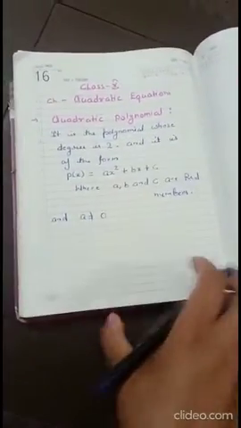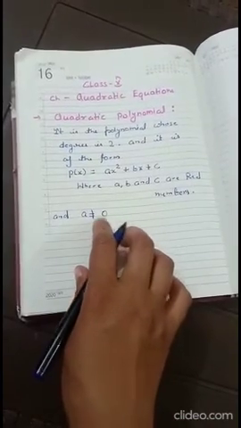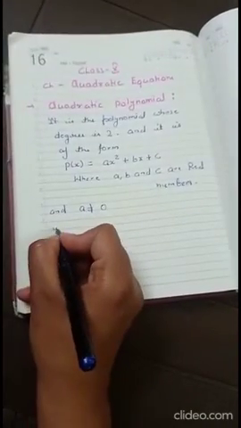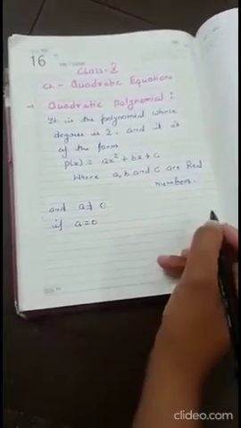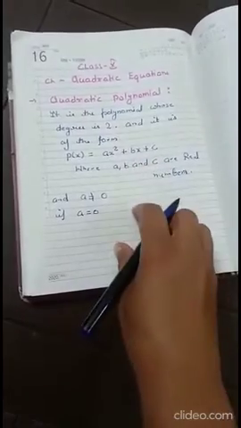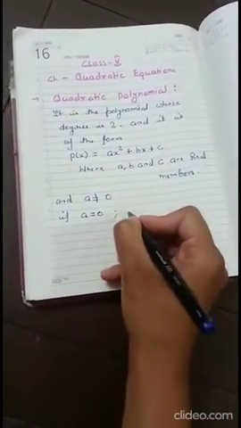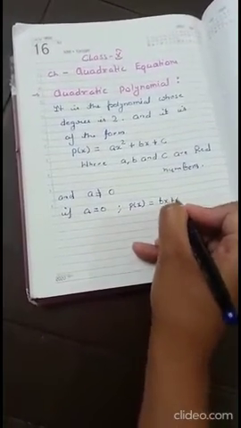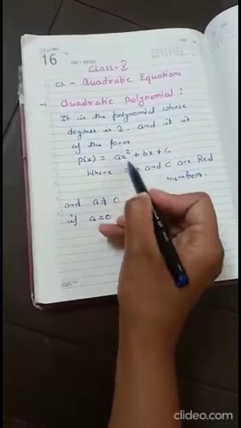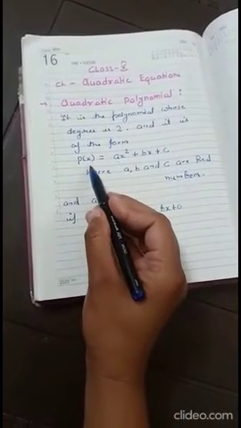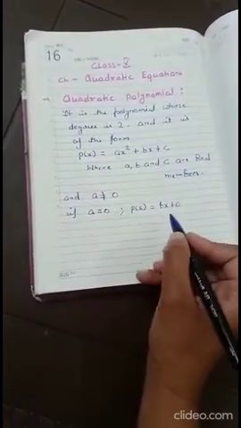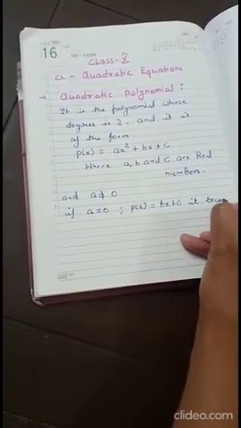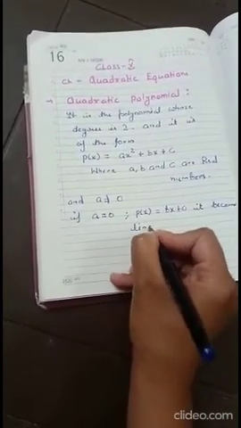Now this condition a is not equals to 0 is a necessary condition in order to prove a polynomial to be quadratic. Suppose if we take a is equals to 0, then the given quadratic polynomial reduces to a linear polynomial. So then px becomes linear polynomial. If a equals to 0, then this term reduces to 0 and the given polynomial, that is quadratic polynomial, reduces to linear polynomial.